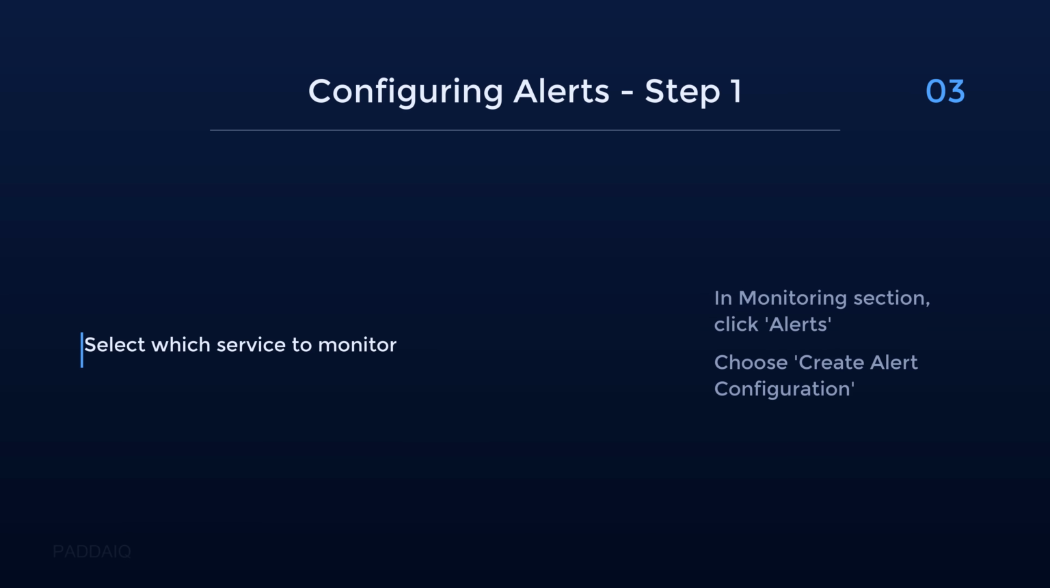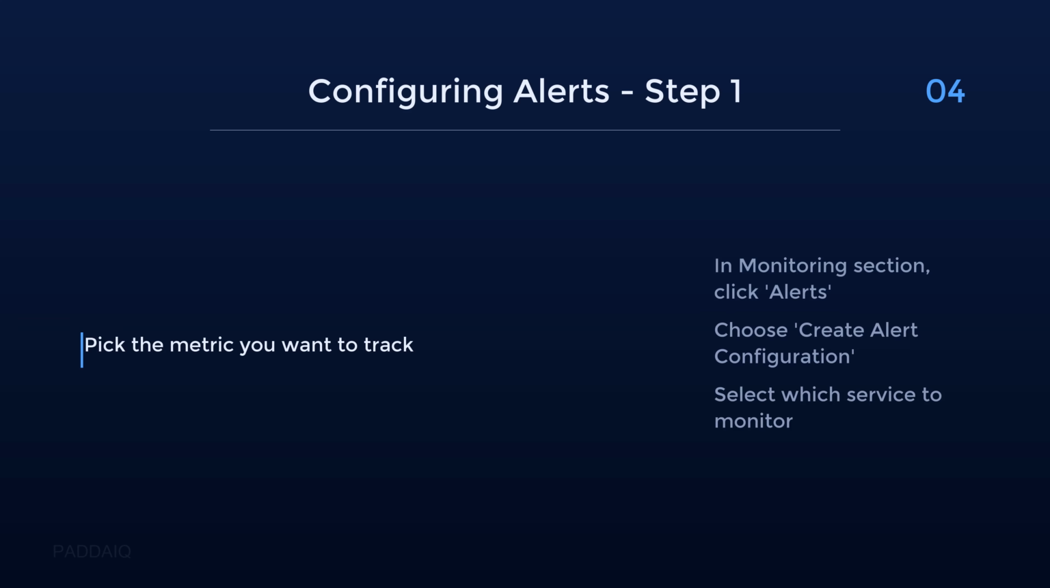Select which service to monitor. This means choosing the specific application or system component in BTP that you want to keep an eye on for any issues. For example, you might select your HANA database service to track its performance. This initial choice is crucial as it sets the foundation for your entire alert configuration.